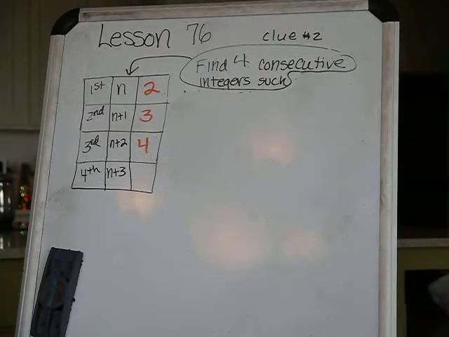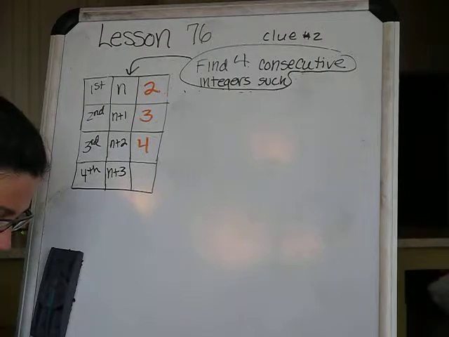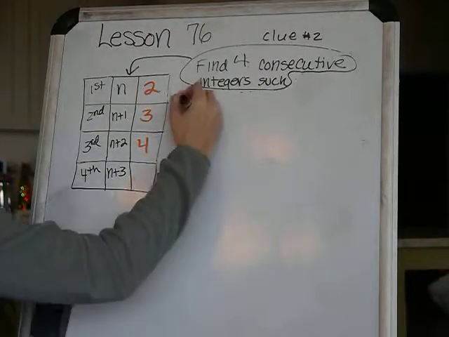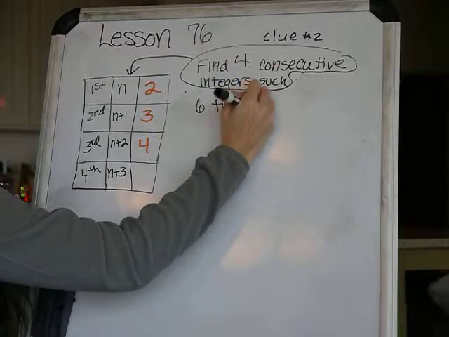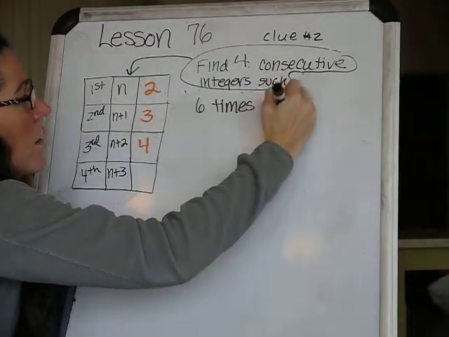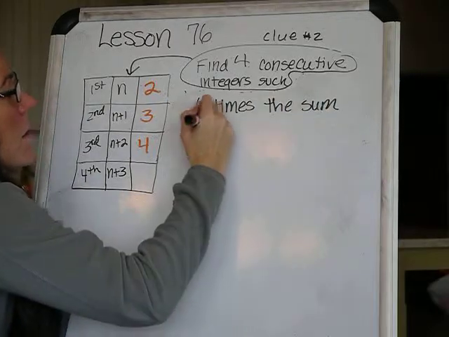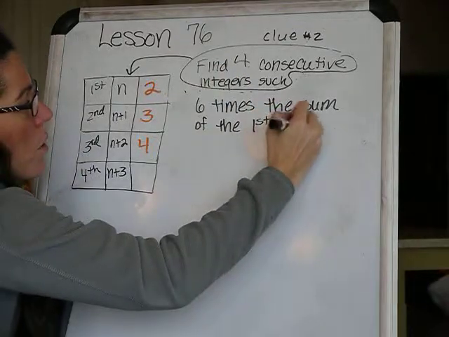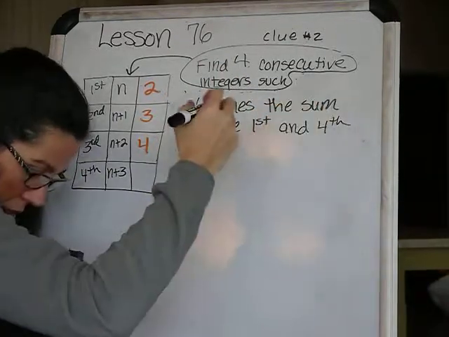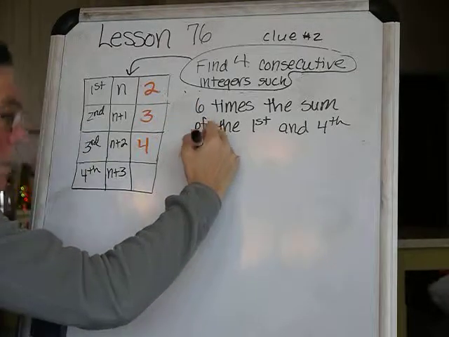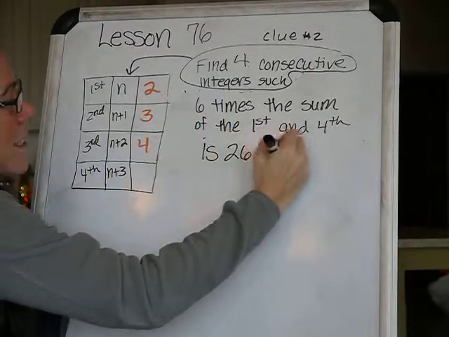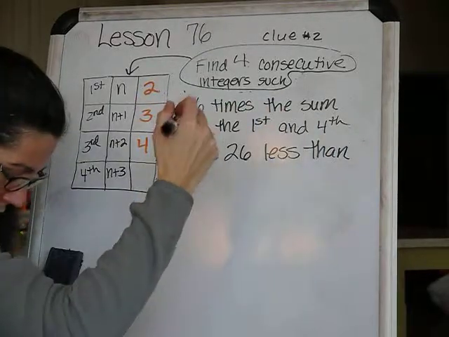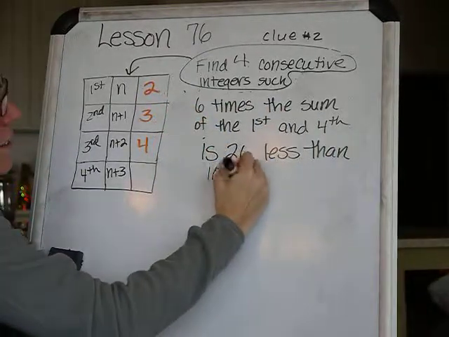The reason we use N on these is it's a number. It kind of represents a number. Okay, so there, now I've got my first clue figured out, and then it says such that 6 times the sum of the first and fourth is 20, is 26 less than 10 times the third. Gosh, that's a mouthful.